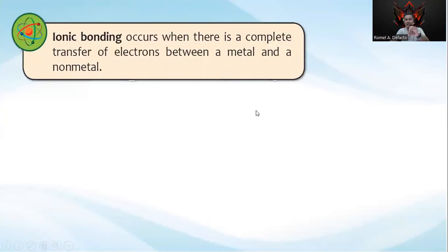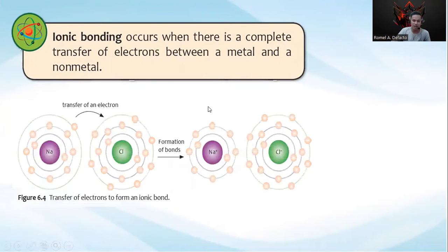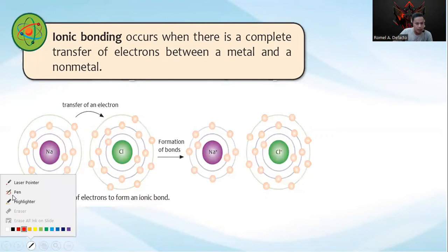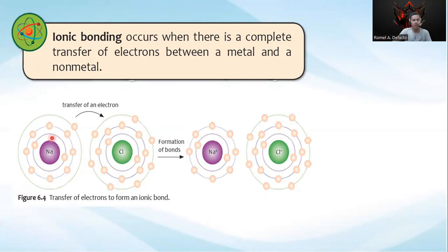Ionic bonding is a bonding between two or more atoms, given that there is a complete transfer of electrons of the metal, and of course the non-metal will be the one to receive it. So this is what's happening here. Example: sodium here is a metal.